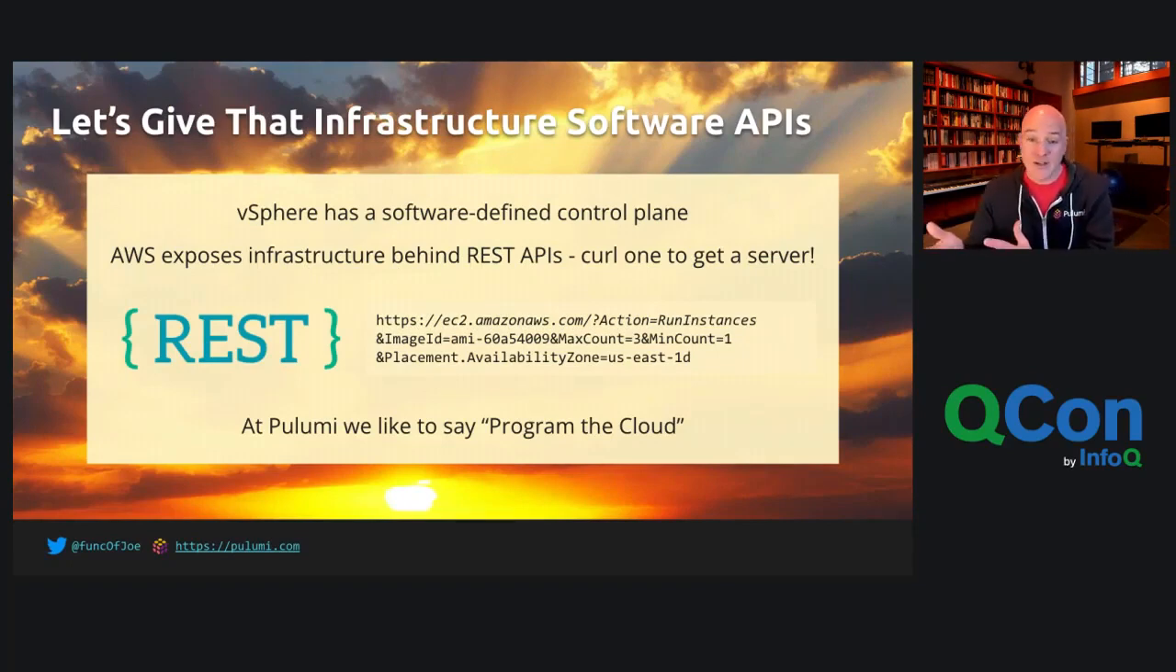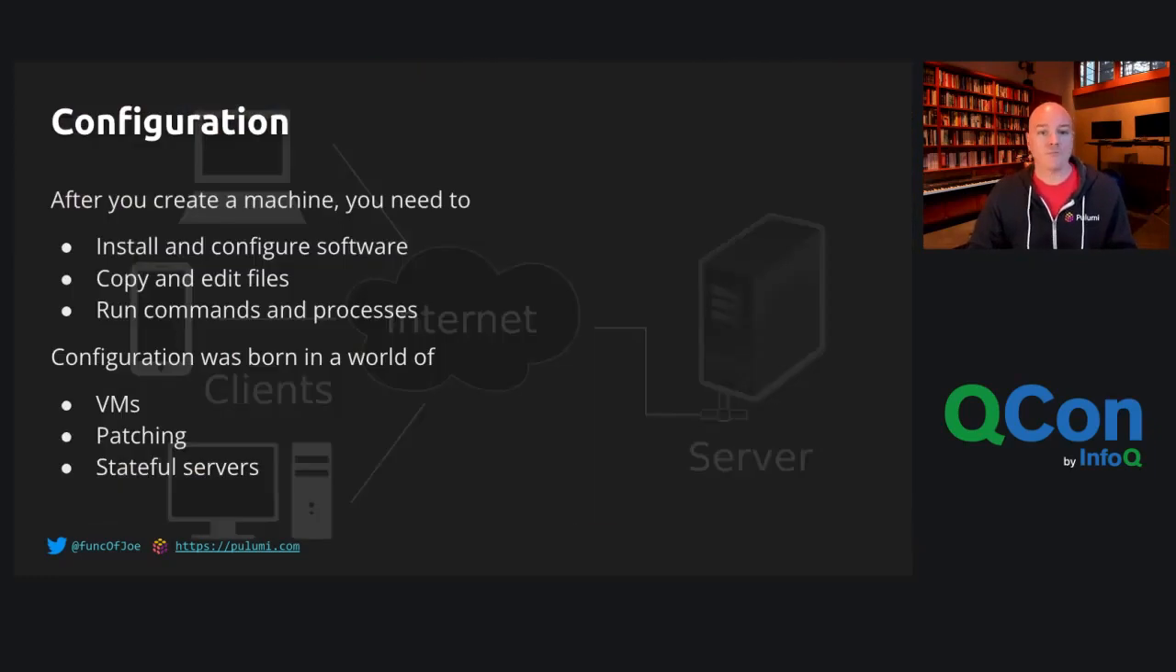And when you look at AWS, it's pretty incredible, actually. You can curl an API, a REST API, to get a server somewhere in some data center. At Pulumi, we like to say program the cloud. And this was the key innovation that happened along the way that allows us to build increasingly powerful infrastructure as code tools and other tools and capabilities as well.